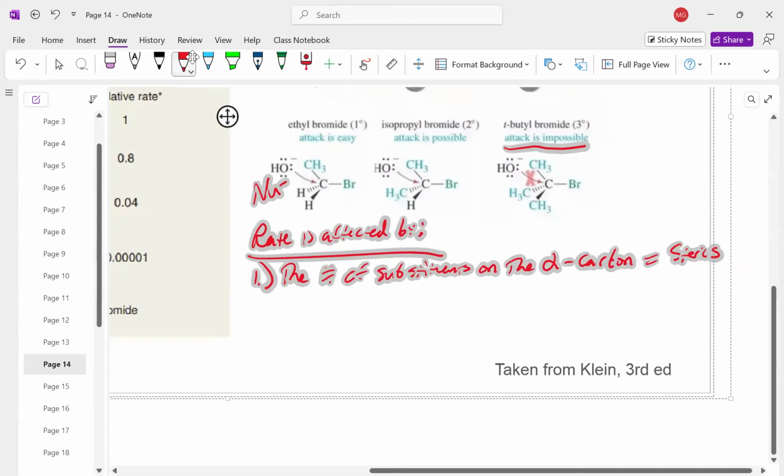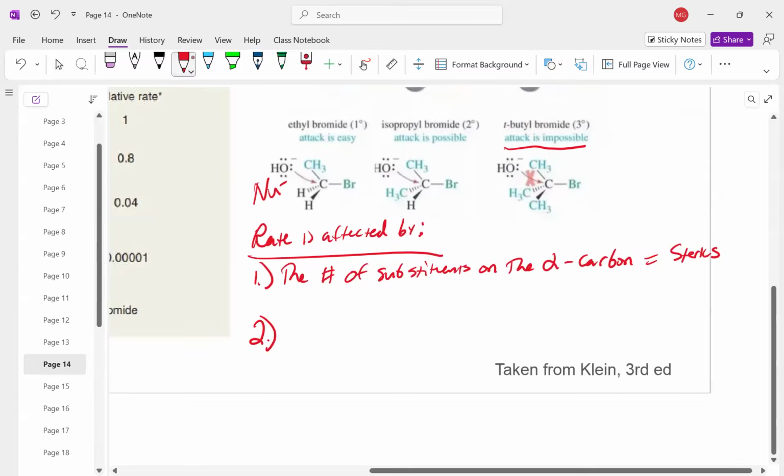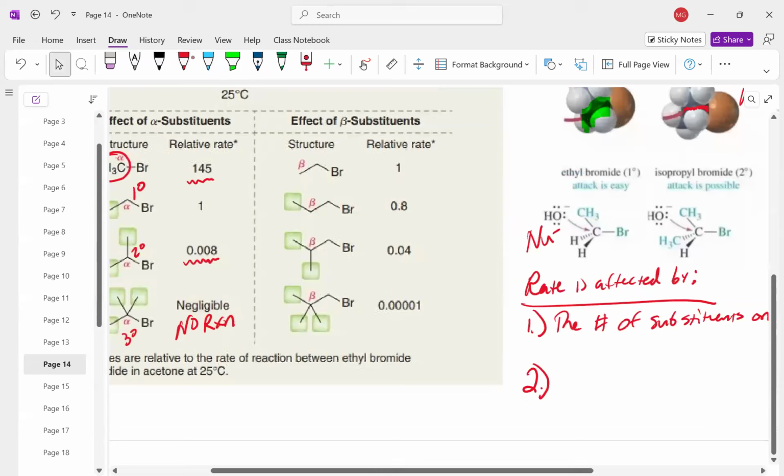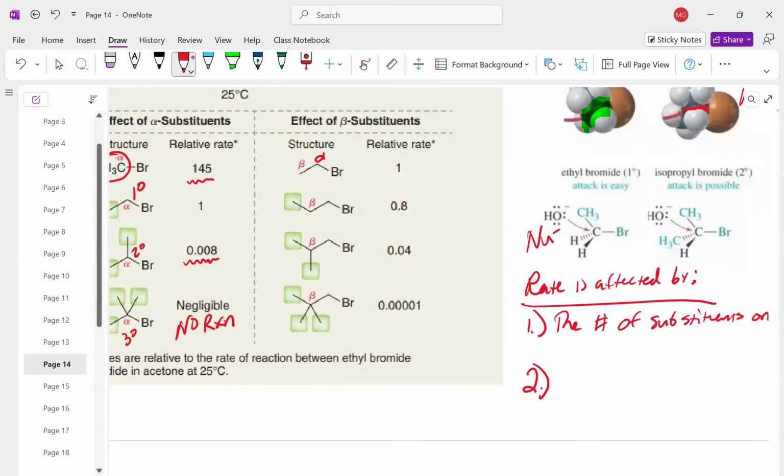Now, there's a second factor that the rate is affected by. This is not as drastic. So the first point is the most important in determining the rate. The second one is kind of secondary. It's not as big of an effect, but it is a noticeable effect. And that's if there's things on the beta carbon. So if the carbon with the leaving group is alpha, the next carbon over is beta. So if there's just hydrogens on that beta carbon, we give that a relative rate of 1.